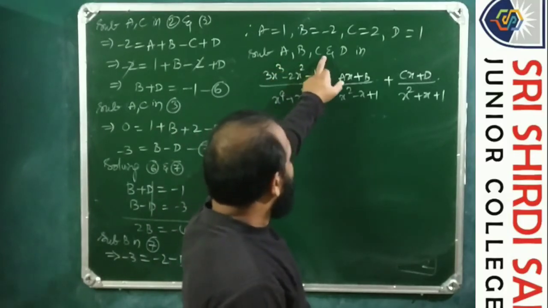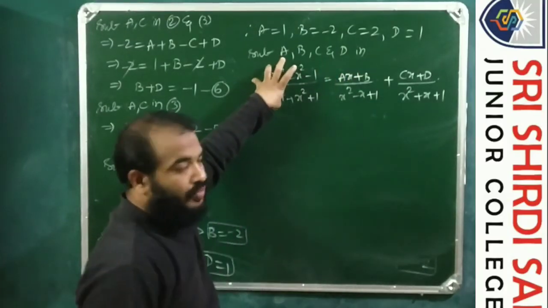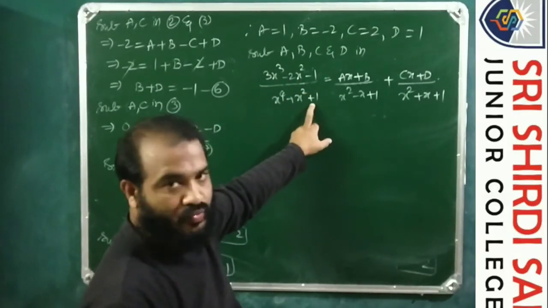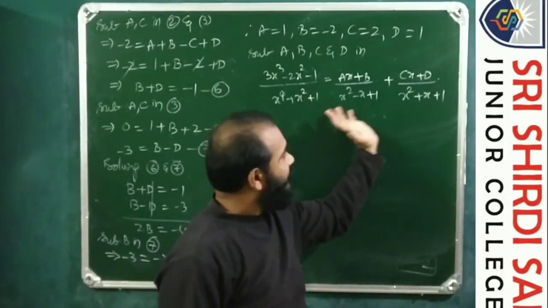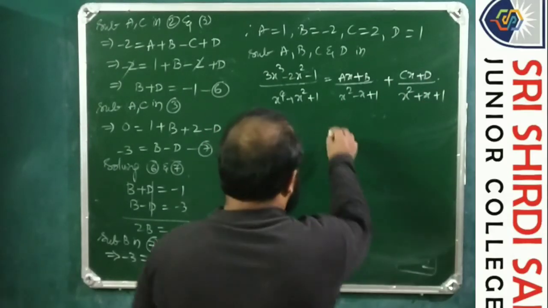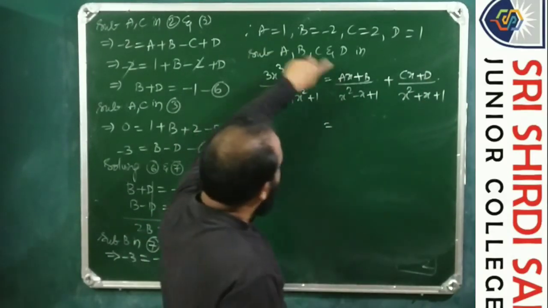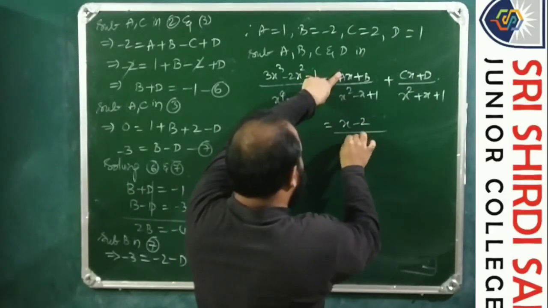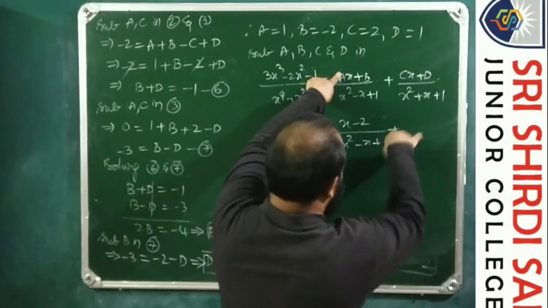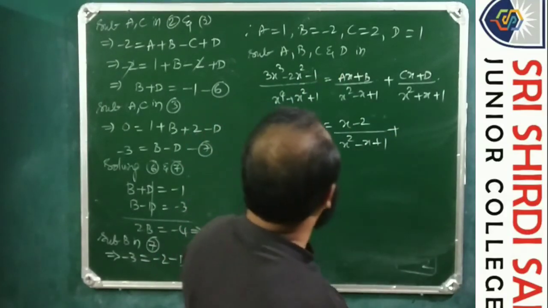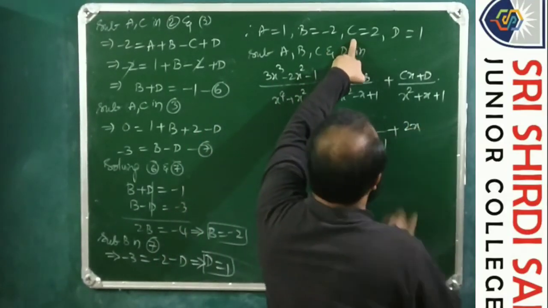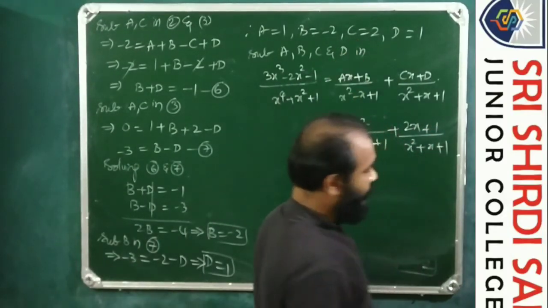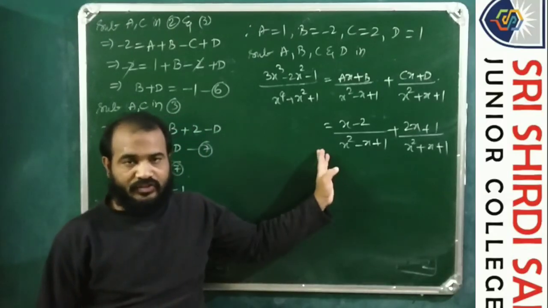Substituting a, b, c and d in the given question, 3x cube minus 2x square minus 1 by x power 4 plus x square plus 1, its partial fractions we have resolved to be this. So the value of A is 1, so (x minus 2) by (x square minus x plus 1), plus C x plus D, C value is 2, so (2x plus 1) by (x square plus x plus 1). So this is the required partial fractions.